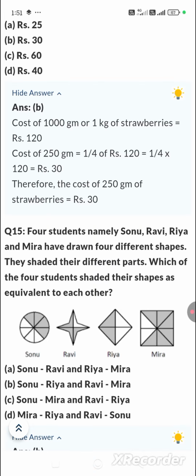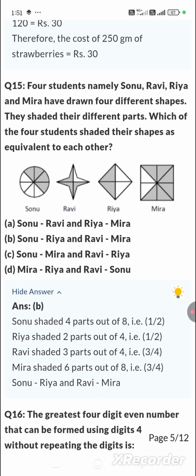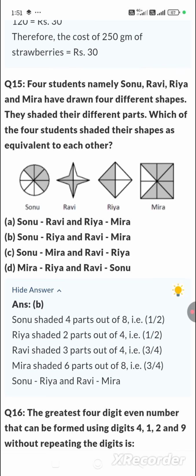4 students, namely Sonu, Rabi, Riya and Meera, have drawn 4 different shapes. They shaded their different parts. Which of the 4 students shaded their shapes as equivalent to each other? The answer is option B. Sonu shaded 4 parts out of 8, that is 1 by 2.